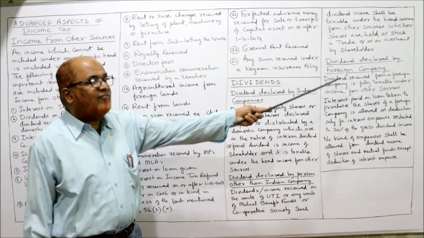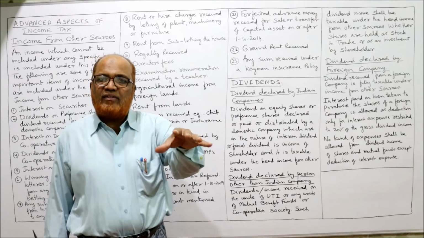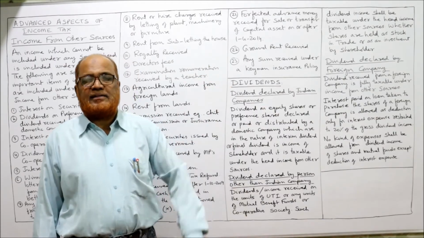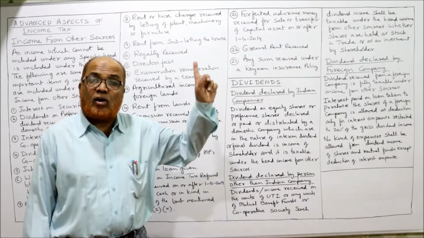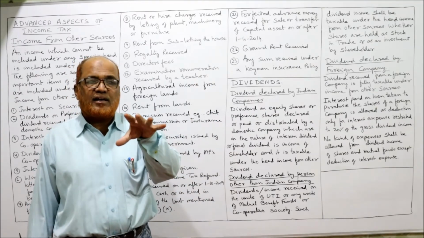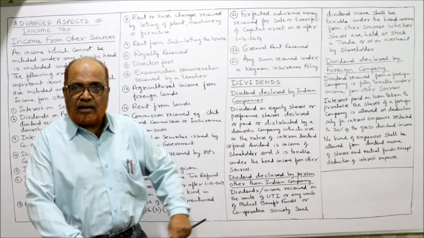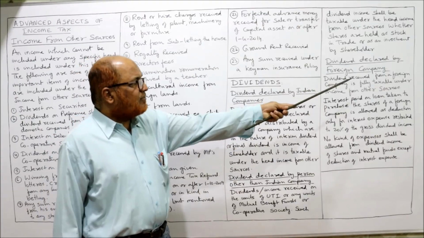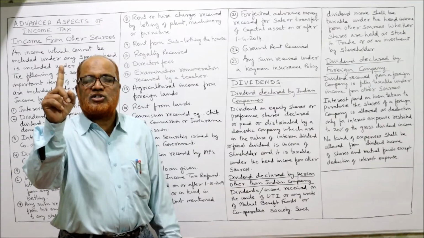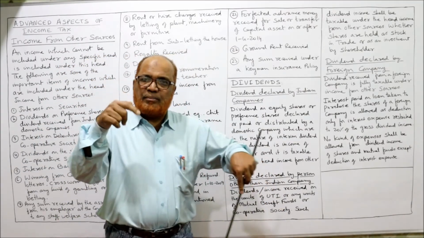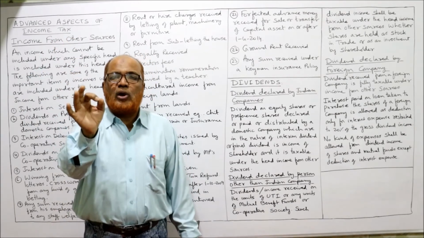Next, dividend declared by a foreign company. Remember, there are many investors who invest their money in foreign companies, so they get dividends from a foreign country. Then what is the tax? What is the rule in the Income Tax Act regarding dividend received from a foreign company? Now I am going to explain. Dividend received from a foreign company is fully taxable under the head income from other sources. First point: whether dividend is received from an Indian company or a foreign company, it is fully taxable in India.